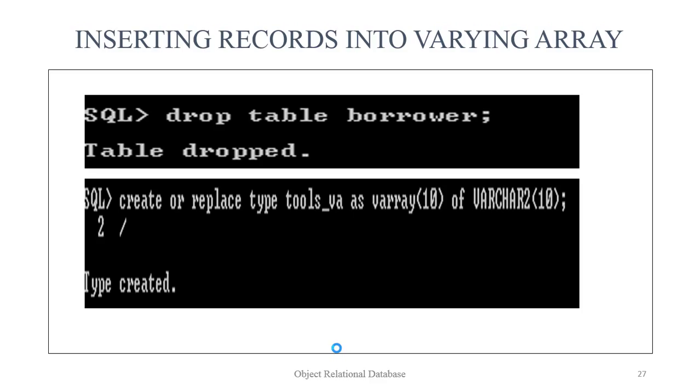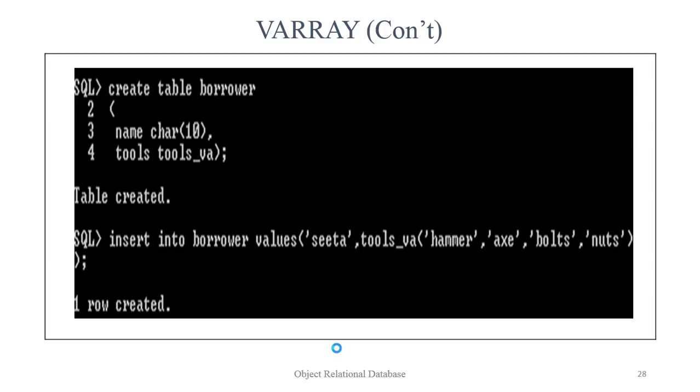Next, the varying array has to be changed. Again, we should create the table that uses tool VA as a type for its attribute. In this case, values are inserted without any errors.